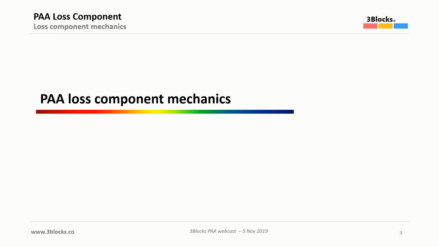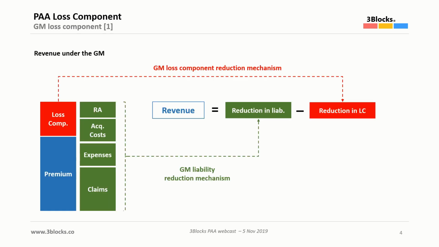Thanks, Paweł. I'll now discuss the loss component mechanics under the PAA. So first I will describe the loss component under the general model. Under the general model, the loss component concept is closely related to the revenue concept, which is why we talk about revenue when we talk about the loss component.